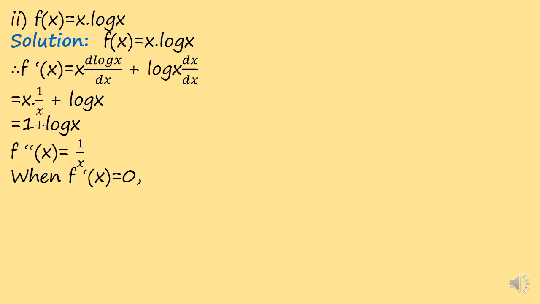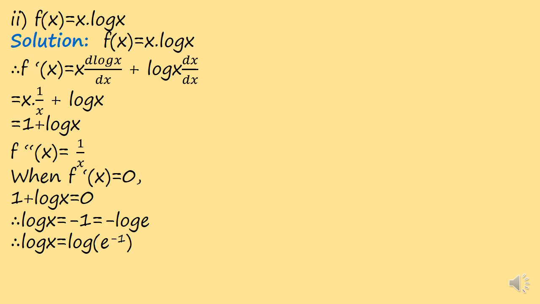Then when f dash of x is 0, the corresponding equation, that is 1 plus log x, becomes 0. We solve it this way, that is log x is equal to minus 1 by taking 1 on the RHS. Now minus 1 means minus log e because log e is 1. So log x becomes minus log e. We can simplify this further by writing log x is equal to log e raised to minus 1. If you remember, any number which is multiplied with the log can be written as a power of the term. So minus 1 into log e becomes log e raised to minus 1.